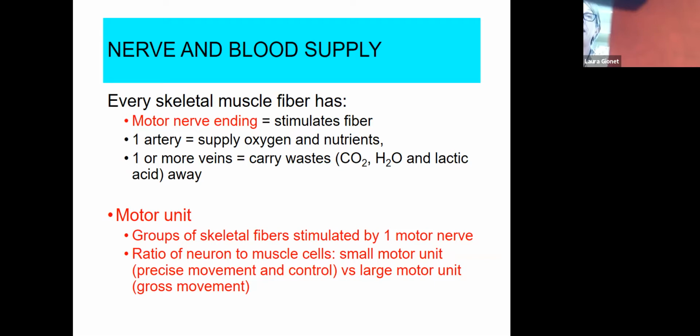The motor unit is groups of skeletal fibers stimulated by one motor neuron or one motor nerve. The ratio of neuron to muscle cells, whether it's a small motor unit or a large motor unit, is determined by the type of action or function of that particular muscle. So let me just explain to you. A small motor unit means that one motor neuron is going to stimulate maybe 20 or 10 muscle cells. And that's usually because we want to have very precise control of muscle contraction.